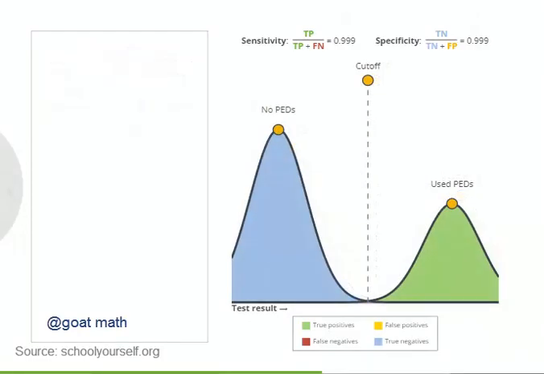Great! So here's another example of a near-perfect test. The two populations, those who used PEDs and those who did not, have very little overlap. As long as the cutoff lies somewhere between the two populations, sensitivity and specificity will both be very, very close to 1. Now, what happens when the two populations have a lot of overlap?